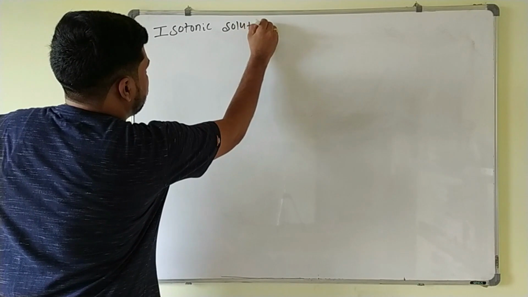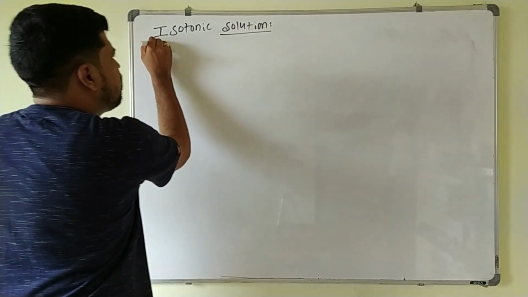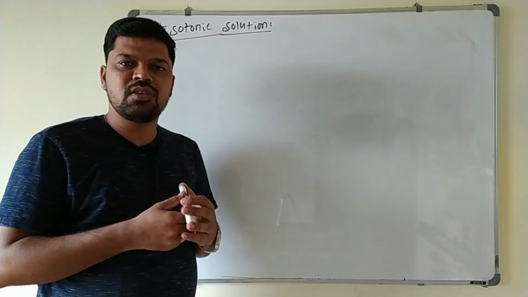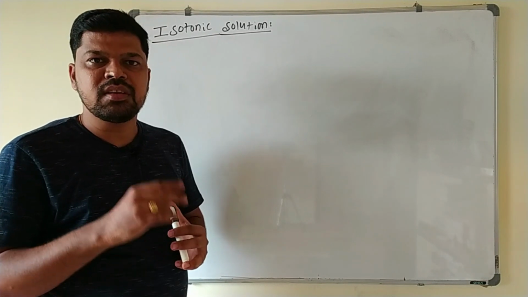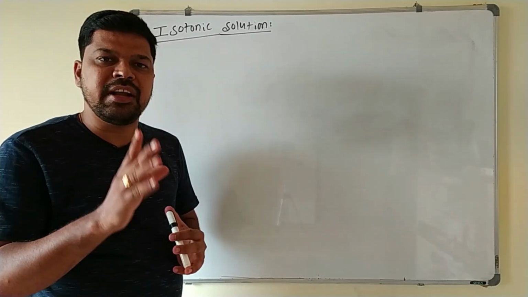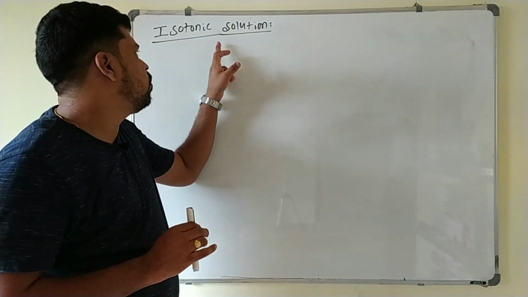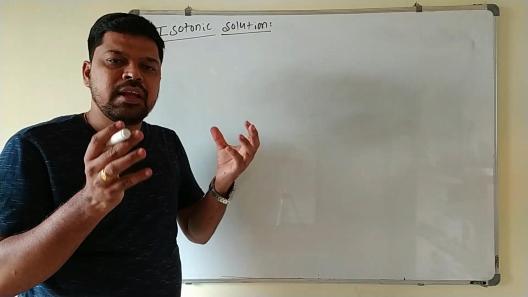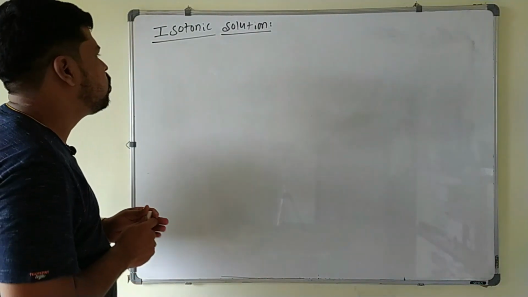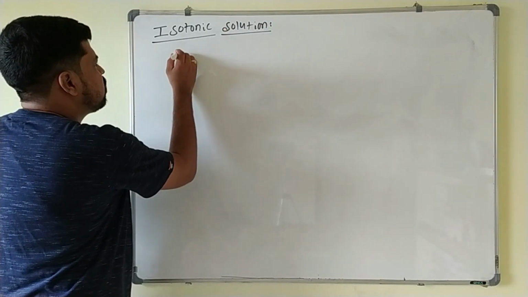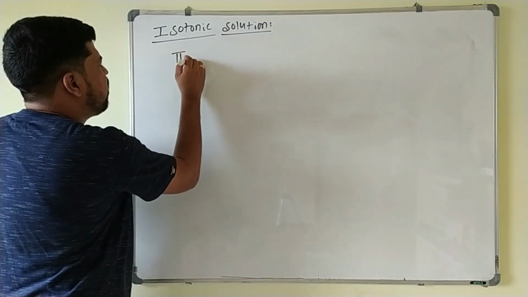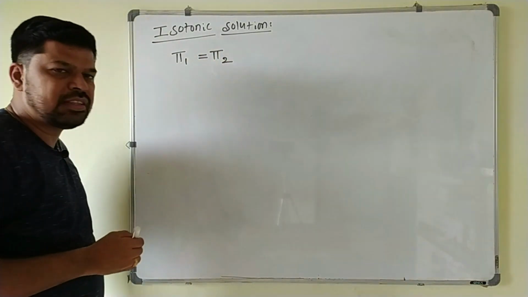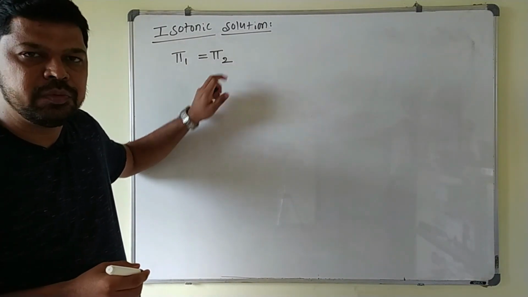Isotonic solution. What do we mean by isotonic solution here? Already we know what osmotic pressure is. Two solutions which have the same osmotic pressure at a given temperature are called isotonic solutions. If I take two solutions, they must have the same osmotic pressure. Such solutions are called isotonic with each other. So for isotonic solutions, the condition is that the osmotic pressure of solution 1 must be equal to the osmotic pressure of solution 2. It means that π1 is equal to π2.